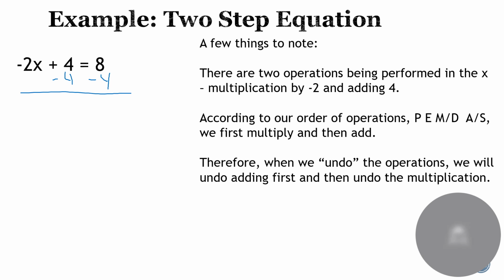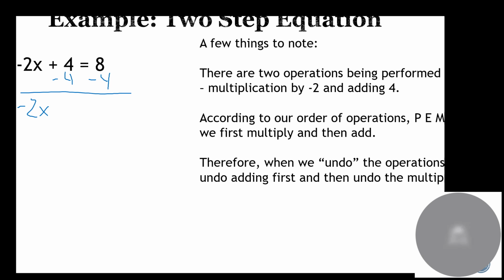All right, bring everything down. So we've got -2x, it comes straight down. 4 minus 4 is 0. That's why it goes away. Okay, it does not go away because of magical math, voodoo, like it just disappears. 4 minus 4 is 0. Therefore, you don't need to write plus 0. And then on the right side, 8 minus 4 is 4. So we have undone the adding part.